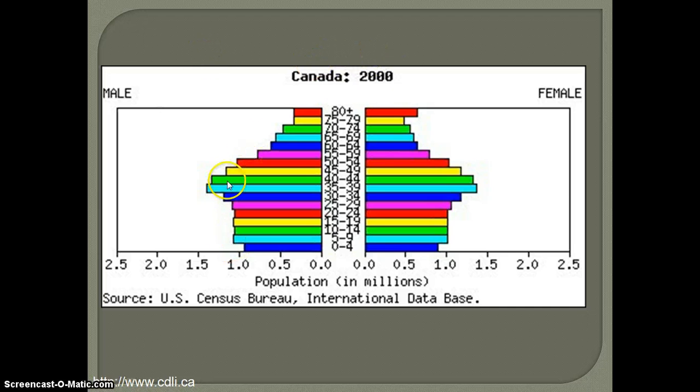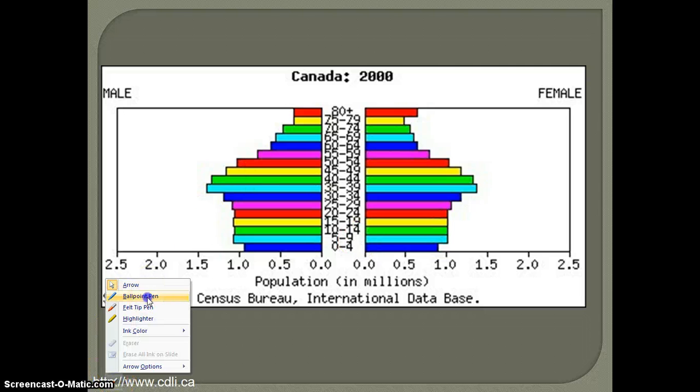You notice this doesn't look exactly like a pyramid, but again, it's broken down into these cohorts, starting with age range 0 to 4. Males are on the left, females are on the right. And each bar is showing you how many people are living in the country at the time in that particular cohort. So you notice some features about Canada's population pyramid, and we'll talk more about this in just a minute.